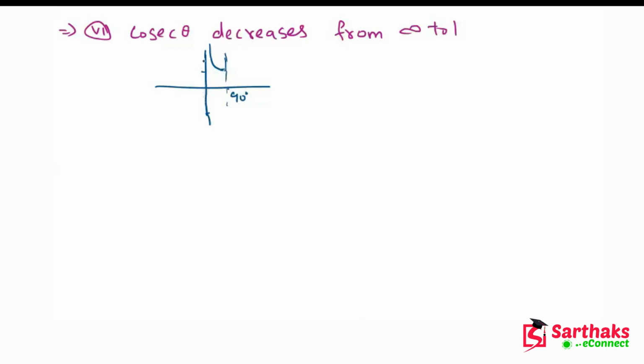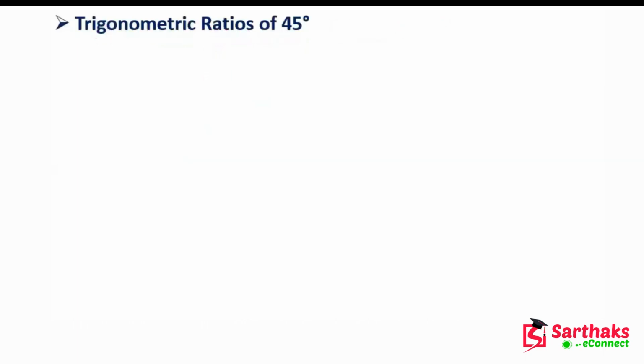So my dear friends, I hope you understand the concept of the variation of theta from 0 to 90 degree. I think this is enough for you to understand the variations. I explained all the graphs related to the ratios. So now let's move on. Now we are finding the values of trigonometric ratios of 45 degrees. So what are the values of the particular ratios at 45 degrees? So let's start.